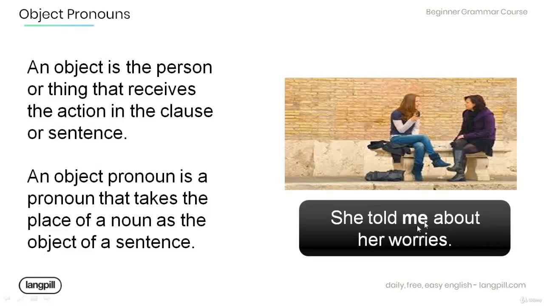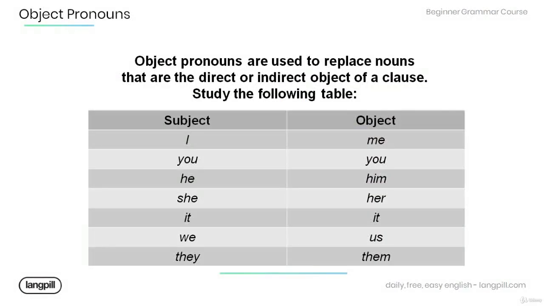Also note that the object pronoun comes after a verb or a preposition. Object pronouns are used to replace nouns that are the direct or indirect objects of a clause. Let's have a look at the table below.